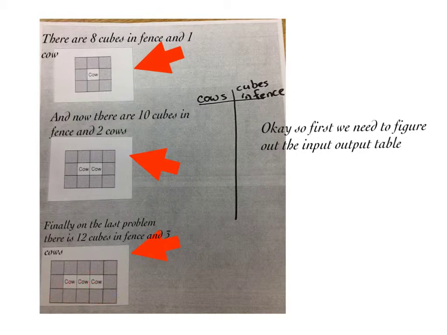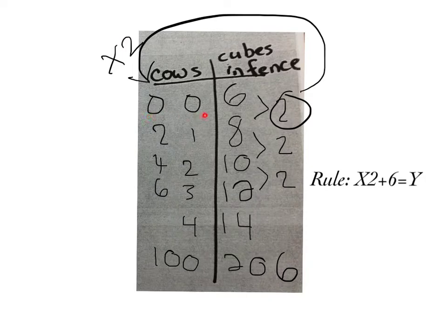Now, in the input-output table, you have 0 to 6, 1 to 8, 2 to 10, 3 to 12, and 4 to 14. Now, notice how every single time we're adding 2 cubes to the fence and 1 cow.